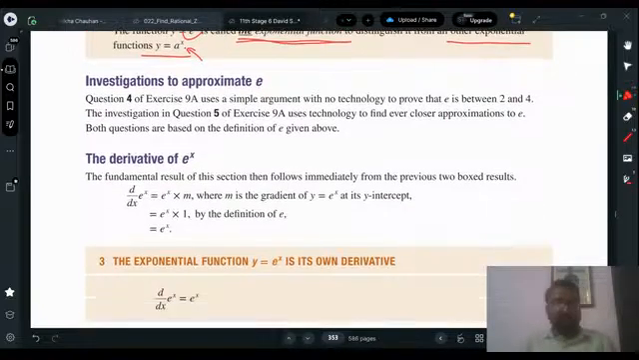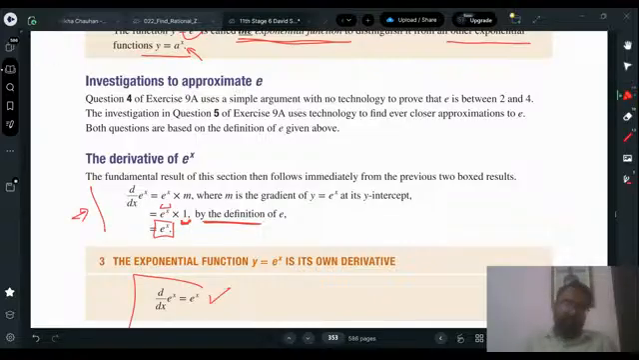And d by dx of e power x is equal to e power x into m. What is m? M is the gradient of y is equal to e power x at its y-intercept, that is, at e power 0 is equal to 1. M is the gradient, by the definition of e. So you have to understand that the derivative of e power x is e power x. Don't go into such depth. Just remember that the derivative of e power x is e power x.